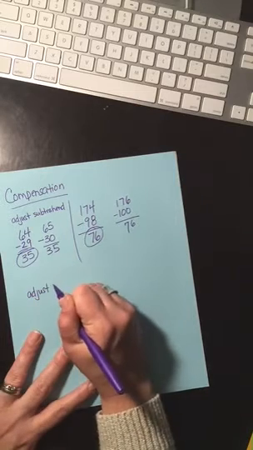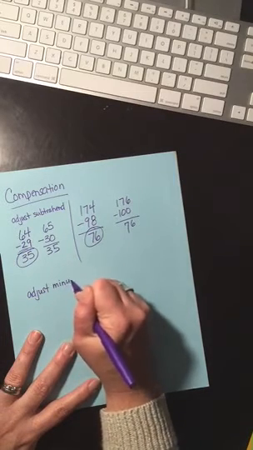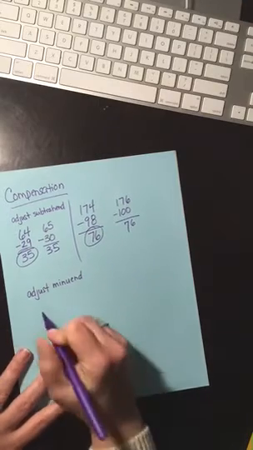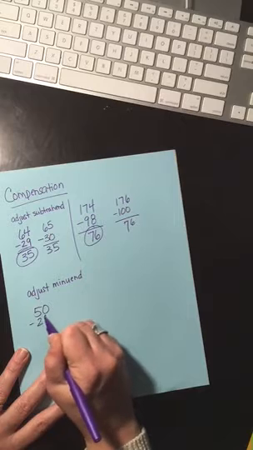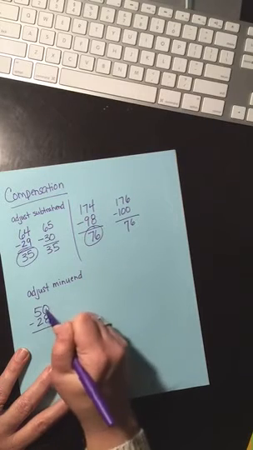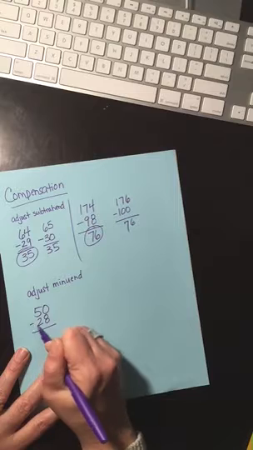Another compensation method that I can use is I can actually adjust the minuend. The minuend is the number on top, the number that I'm going to diminish or make smaller. I'm going to make this 50 smaller by 28.